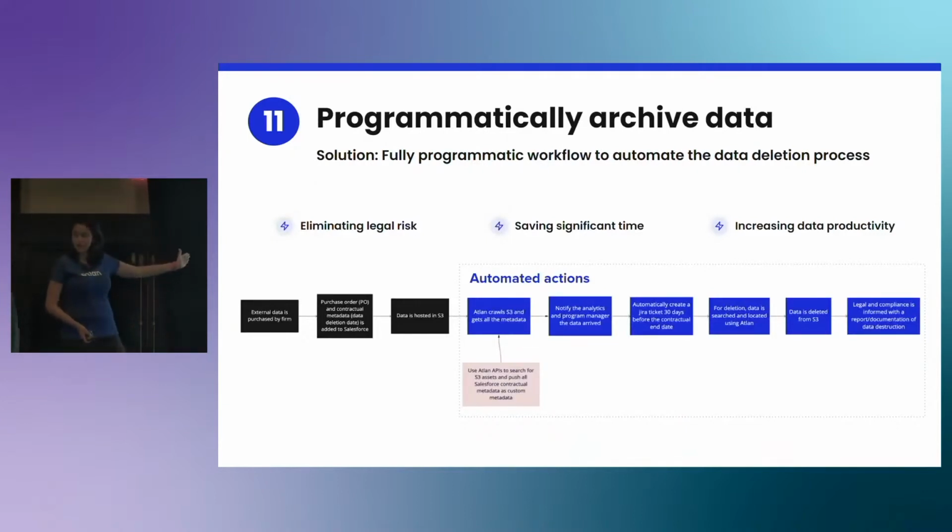At the time of signing the contract, you set the metadata field for when it should be deleted. In this case, there's a notification when it arrives on the data lake that goes directly to Slack as an automated action. It creates a Jira ticket 30 days before the contractual end date. And right now they're taking that final deletion as a human step. So the human basically decides whether they want to delete it or not.